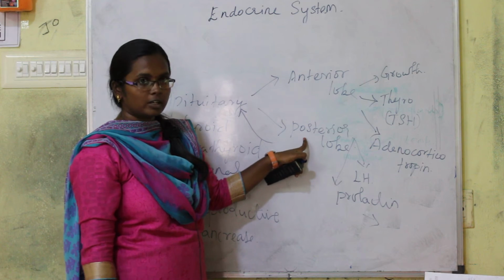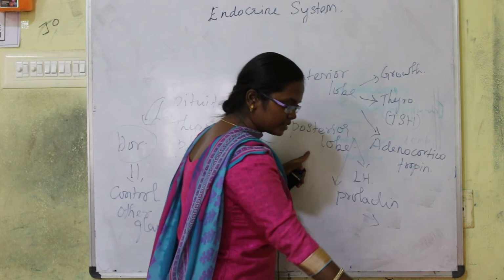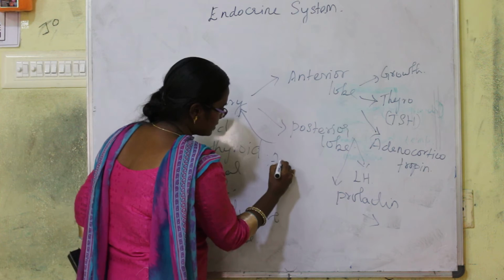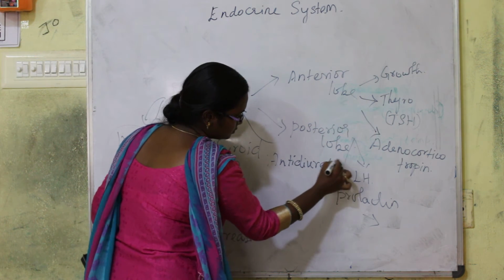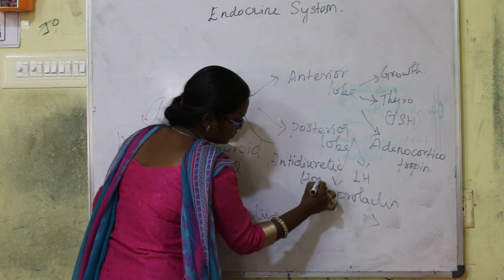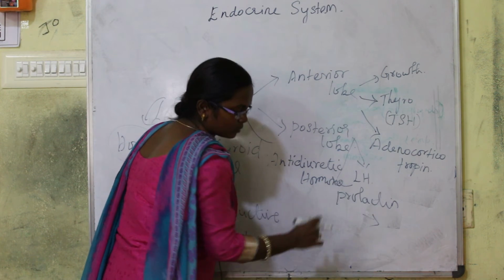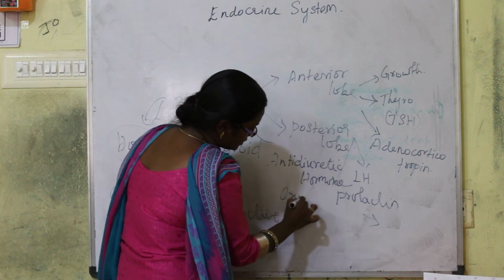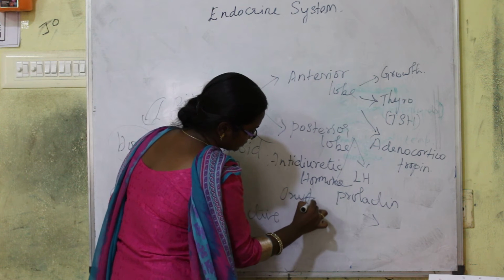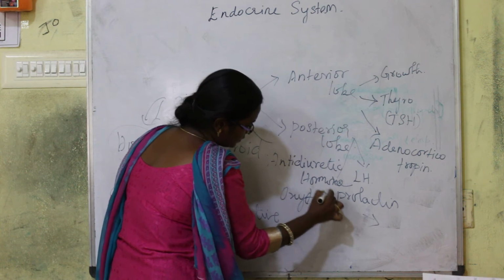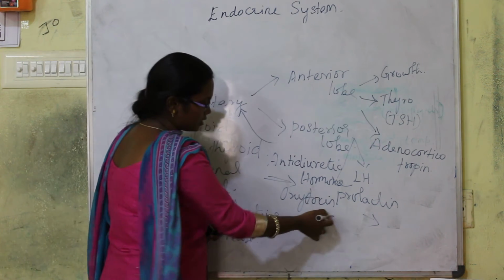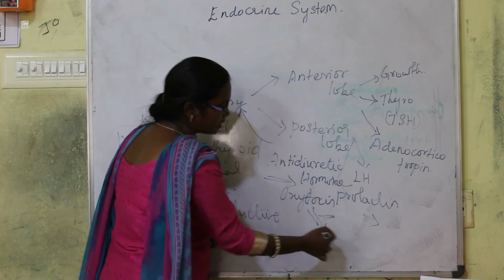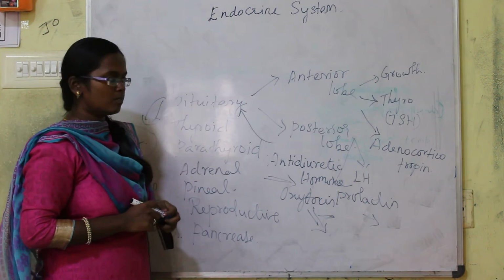And the posterior lobe has two types. The first one is antidiuretic hormone. Second one is oxytocin. Antidiuretic hormone is used for water loss, and oxytocin is also used for milk production in the female body.